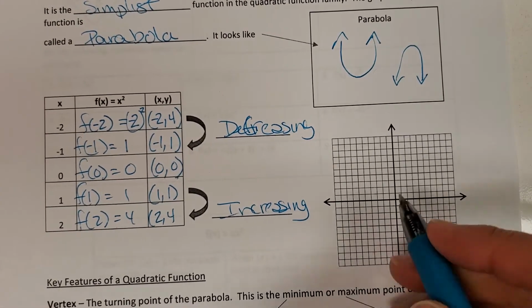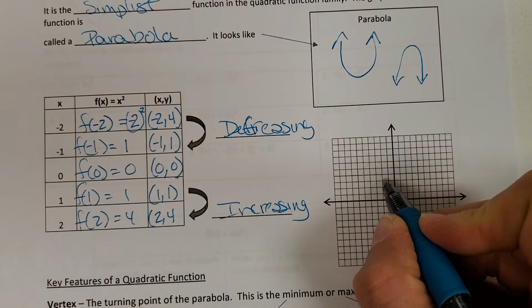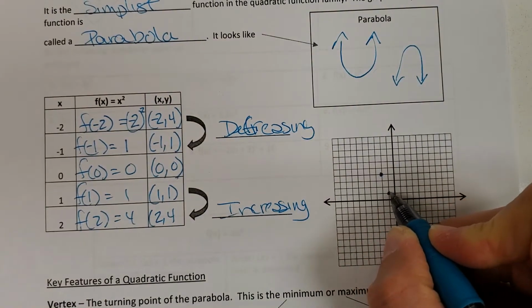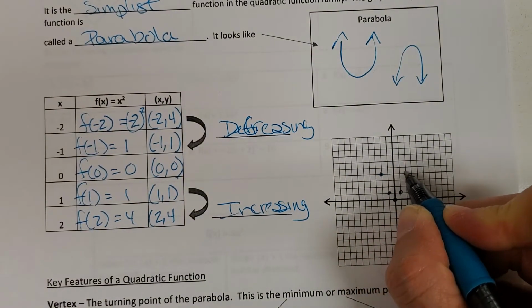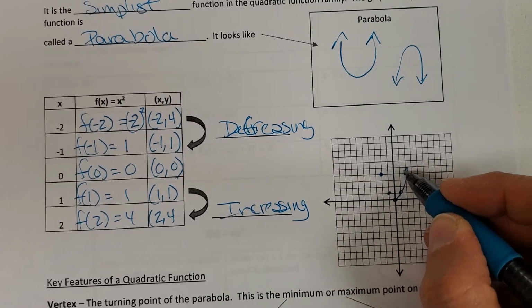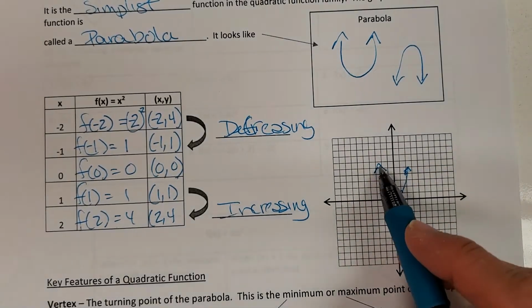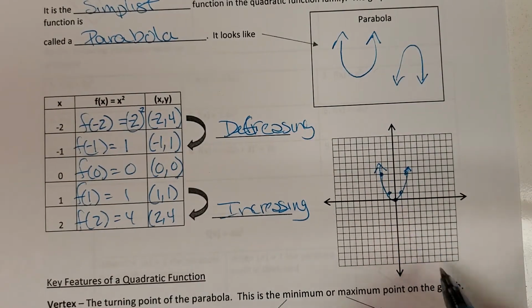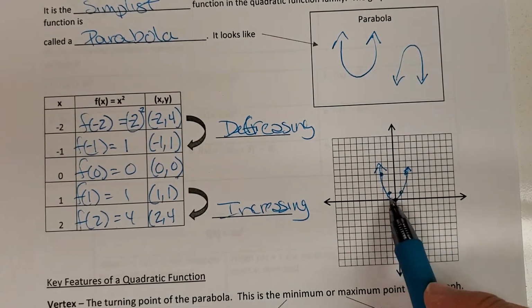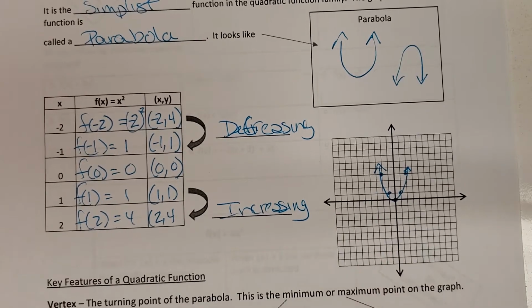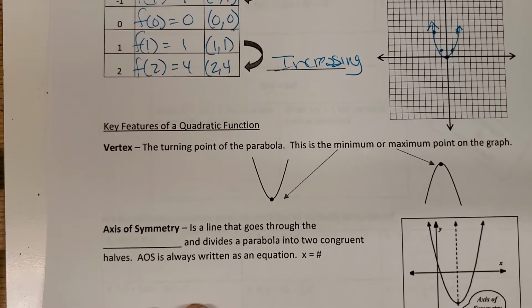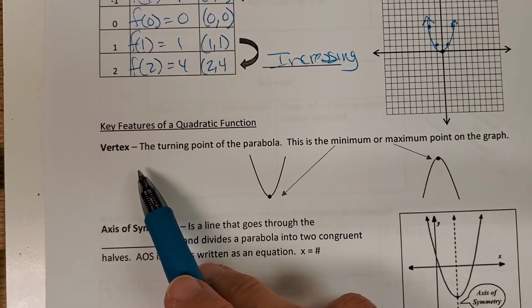So we're going to go over here to our graph, and our first point was -2, 4, and then -1, 1, 0, 0, 1, 1, and 2, 4. And we can see that if we connect those dots in order, we get this U-shape. Now a parabola has some features, and we're going to talk about the different features next. That's going to be part of your homework today, figuring out what those features are.